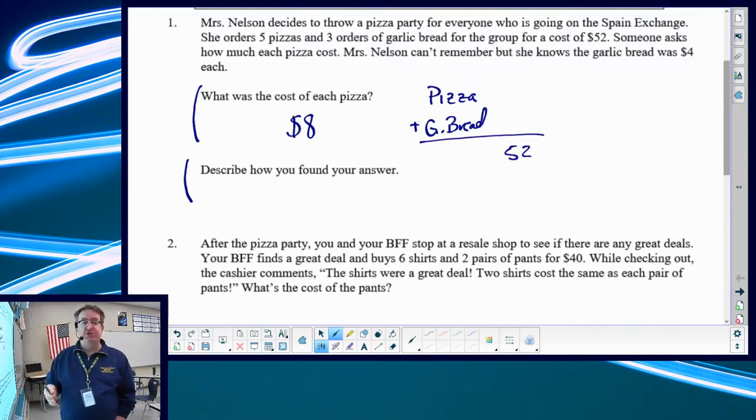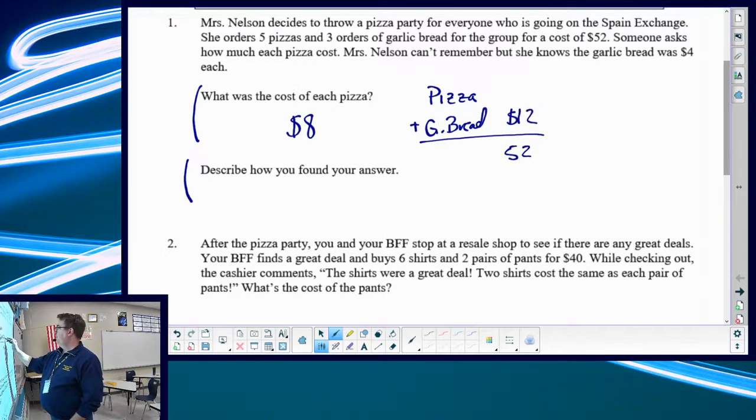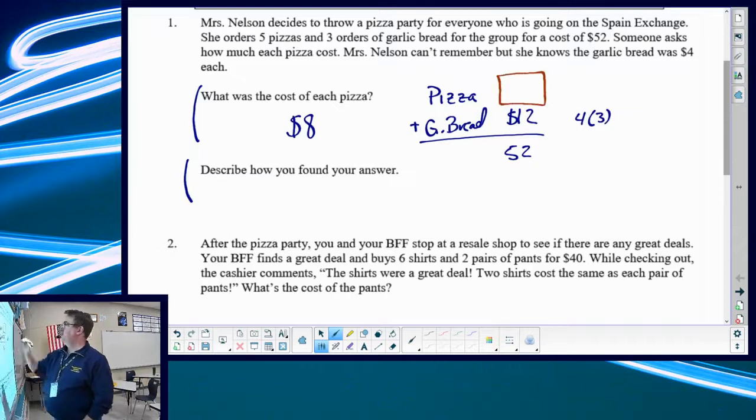Some of them do it by guess and check. Some people usually come up and say, well, we've got $12 on garlic bread. How did you spend $12 on garlic bread? Well, $4 times 3 loaves. Great. That allows us to come back here and figure out how much pizza there was. So we spent $40 on pizza. From there, we continue going backwards and say, okay, we had 5 pizzas for $40, and therefore we spent $8 on each.